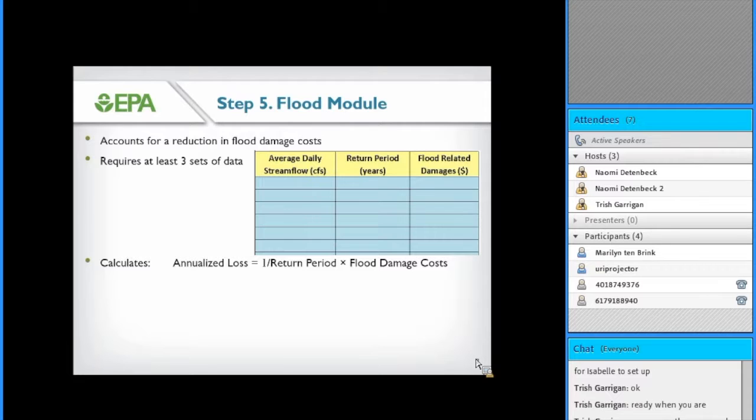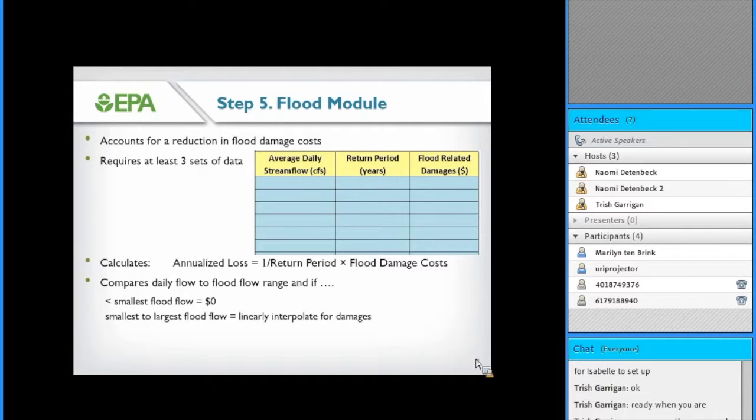Based on these 3 data points, the model calculates the annualized loss, which is simply the flood damage cost divided by the return period. So how often does that damage occur? And then when the model runs, it compares the calculated stream flow to the flood flows that you provide. If the daily stream flow is less than the smallest flood flow you provide, there'll be 0 avoided damages.